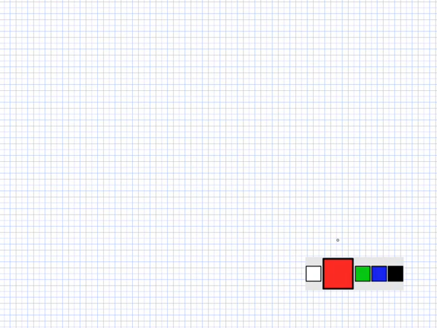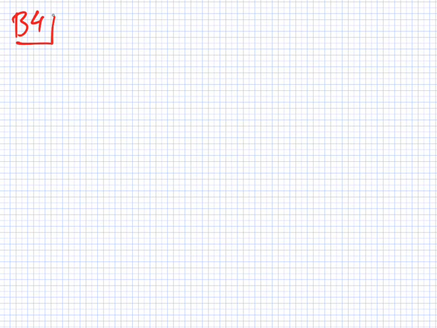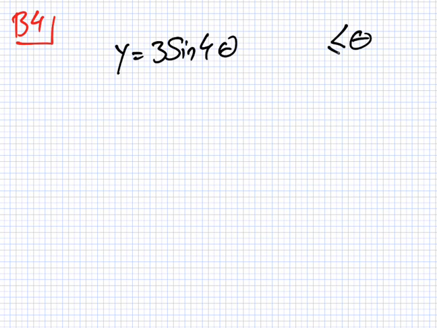Okay, question 4. First part is a graph. So we have y equals 3 sine 4 theta, and theta is between 0 and pi. So we draw our table like normal.